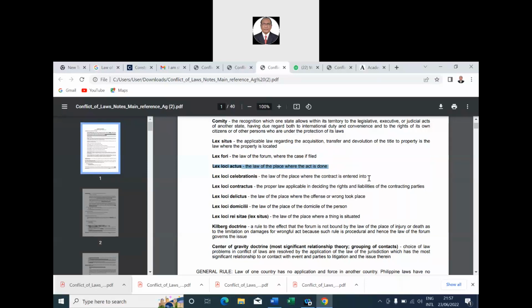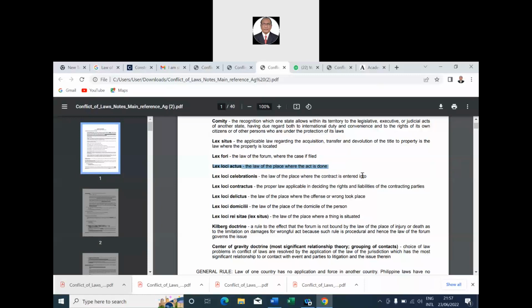Yeah, clear now, Professor. Okay. Now you know the lex loci domicile. It is only applicable to movable property. Lex loci rei sitae, the lex situs, is applicable only to immovable property, where an immovable thing is situated. Is it clear?